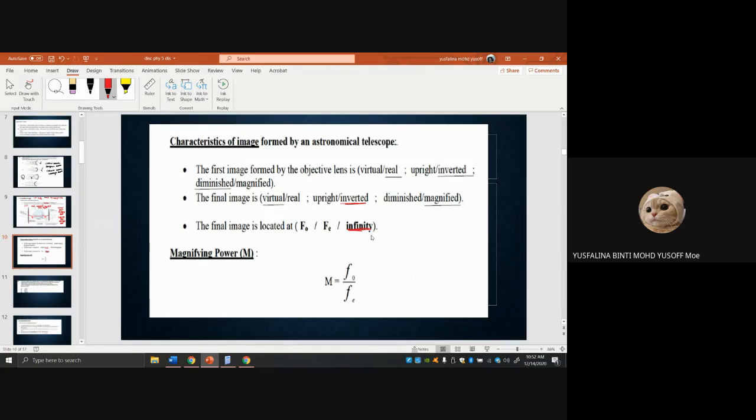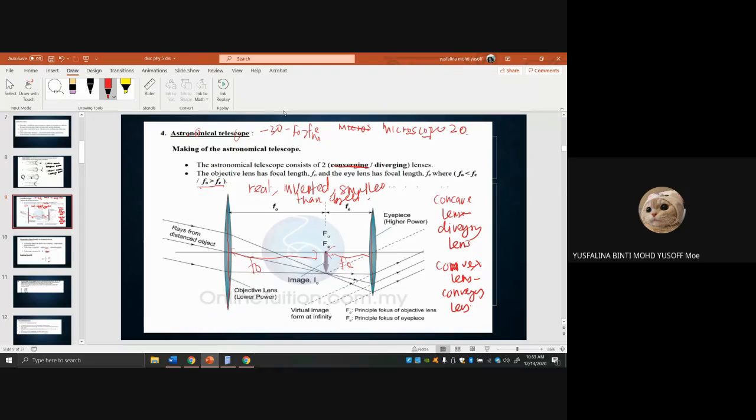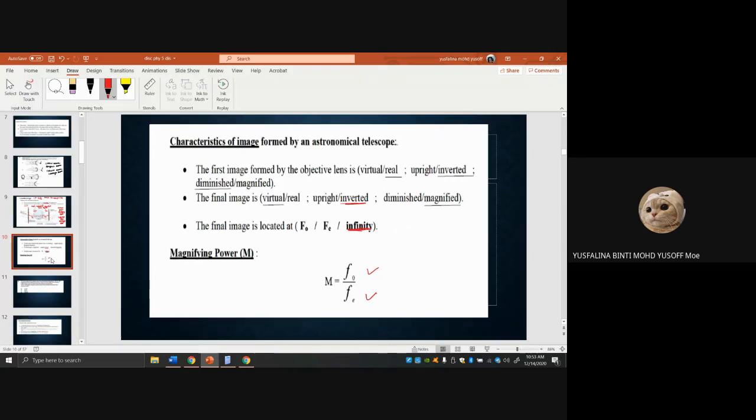Next is how you find the magnifying power. We use the formula FO divided by FE. Let's say in the example I give here, the length from the center of the objective lens to the FO is 20, and FE, the focal length of the eyepiece to the center of the eyepiece, is 5 cm. So you just divide: FO is 20 and FE is 5, so you get 4. There is no unit for magnifying power, because cm divided by cm cancels out. So the magnifying power should be 4. I hope you understand.